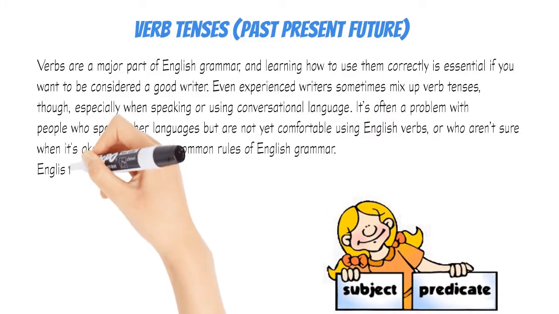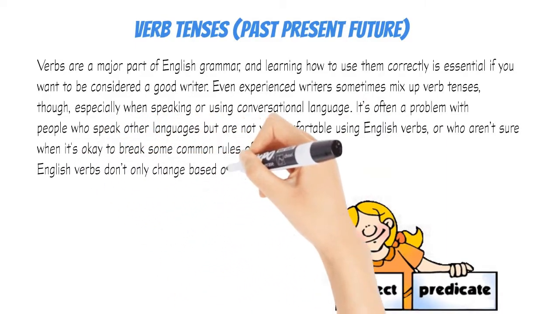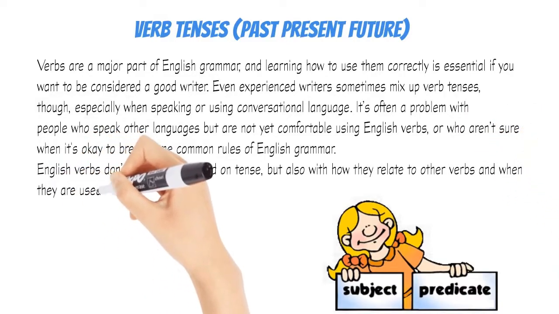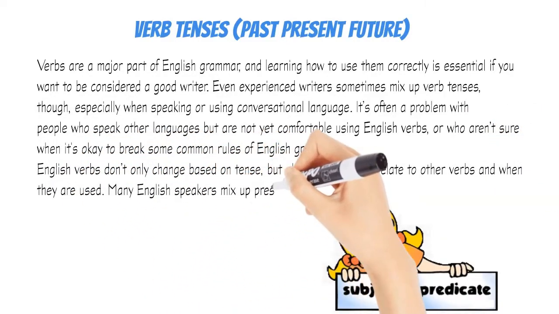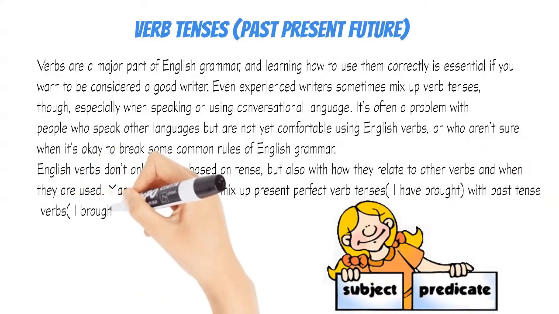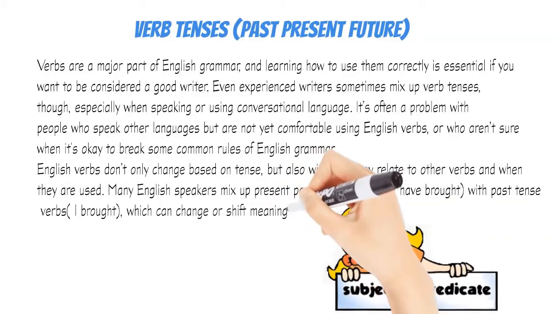English verbs don't only change based on tense, but also with how they relate to other verbs and when they are used. Many English speakers mix up present perfect verb tenses, "I have brought," with past tense verbs, "I brought," which can change or shift meanings.